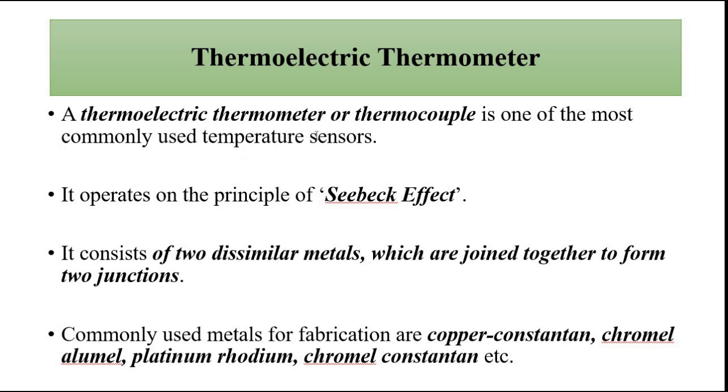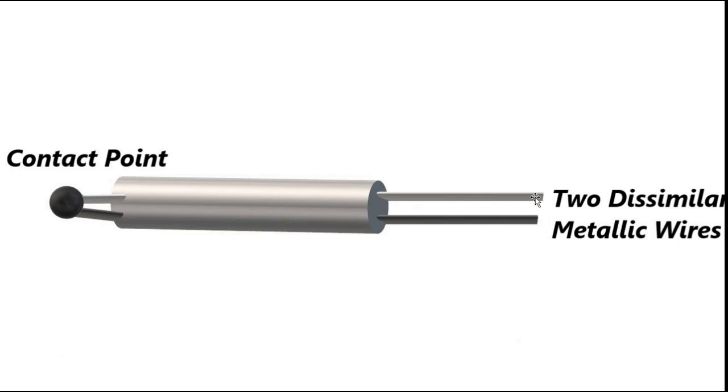The thermoelectric thermometer is also called a thermocouple. We have discussed it in detail in sensors and transducers. If you want, you can watch it. It operates on the principle of the Seebeck effect. The main design for the construction of this thermometer consists of two dissimilar metallic wires, and they are joined together at 2 points, like this.